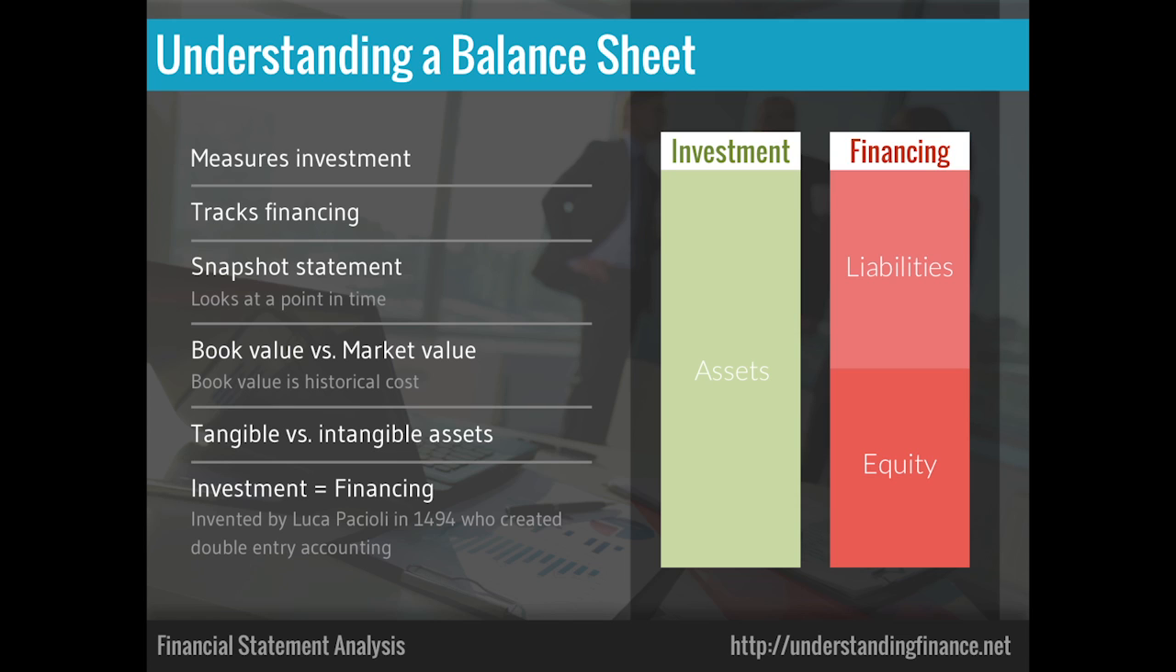The other key item to a balance sheet is a balance sheet lists what are known as tangible assets, meaning things that you purchased, things that you can touch and feel, things that you've assigned a value to by buying them.